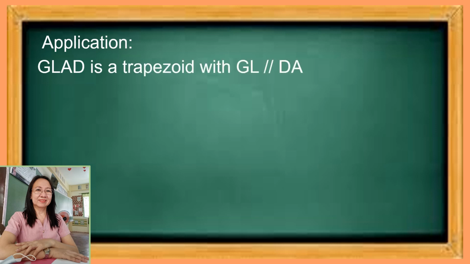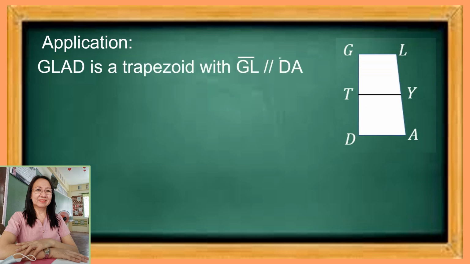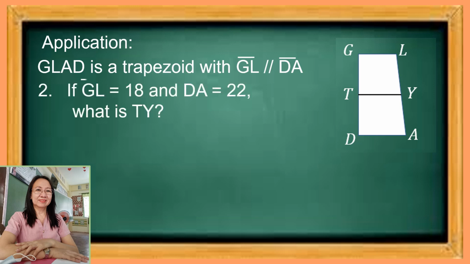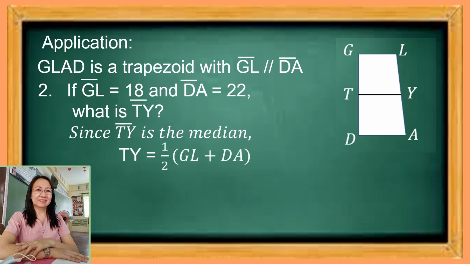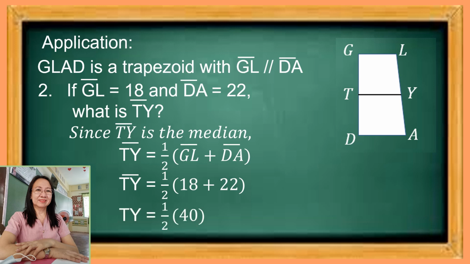Another application, using the same figure: if the length of GL is equal to 18 and DA is equal to 22, then what is TY? So TY is the median. By substitution, TY is equal to 1/2 the sum of GL and DA, which are the lengths of the bases. So TY is equal to 1/2 of 18 plus 22. 18 plus 22 is 40, and 1/2 of 40 is 20. So this is the length of TY.